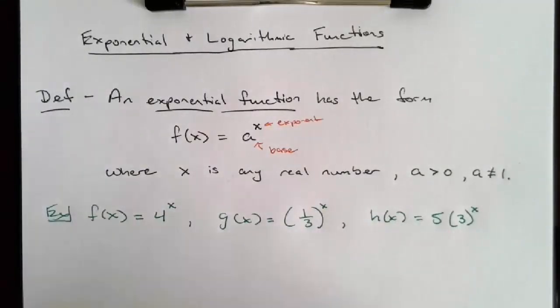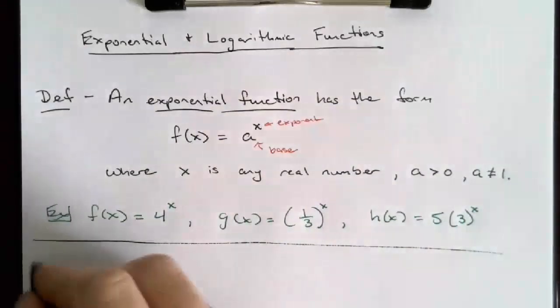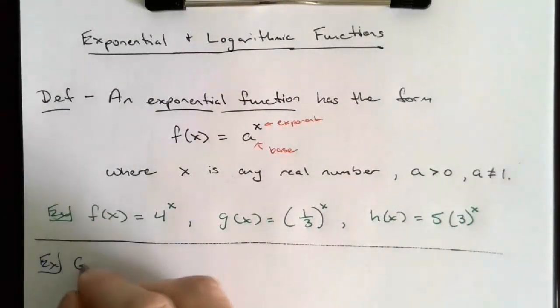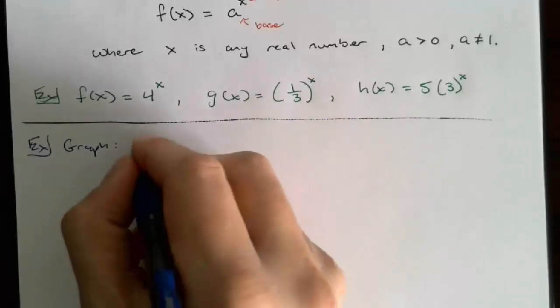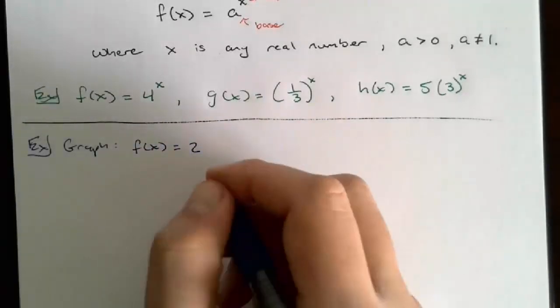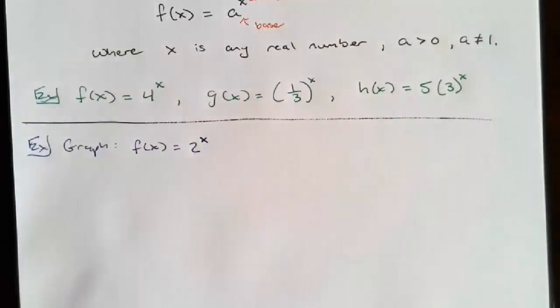Let's take a look at an example where we graph it. So if I was to say, let's graph f of x equals 2 to the x power. Okay, so we'll try to graph this, and we'll graph it by plotting points just so you have an understanding of what the graph would look like.